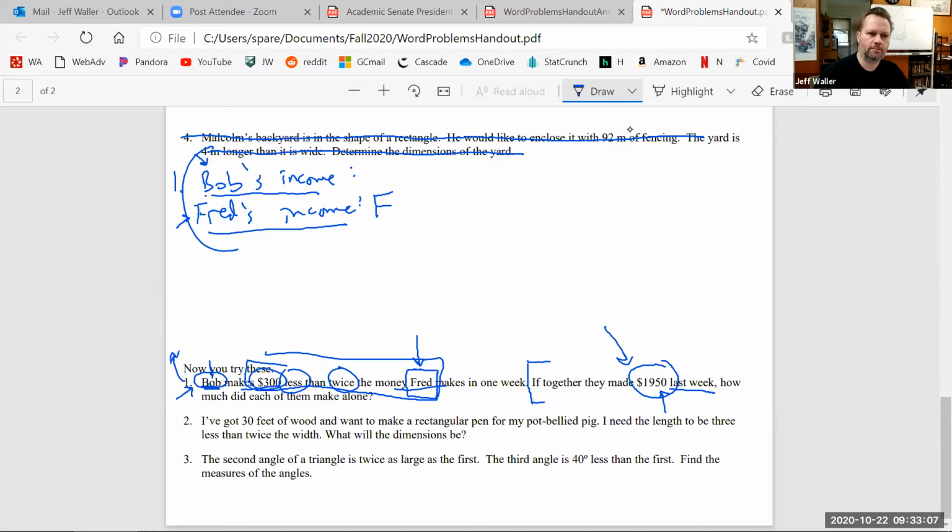So now I can write Bob's income. If Fred's income is F, what's Bob's income? 300 less than twice that. So what's twice this? 2F. And then, minus 300. I love it. Remember that. Sorry, go ahead.